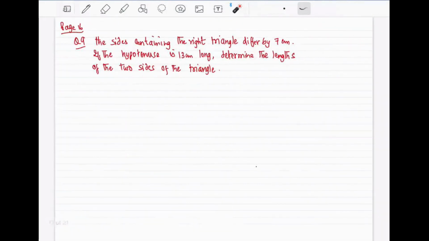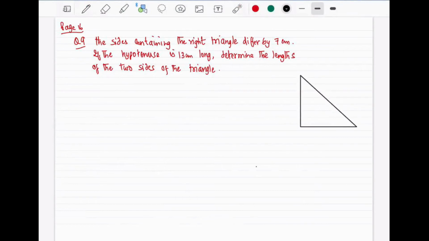Question number 9 from your textbook, exercise 5.2. Look at what this is saying. Digest the question first, and then we will continue with what the variable is, what value we should take as x, and how we will form the equation. This is a problem regarding a right angle triangle. So let me draw a right angle triangle first.